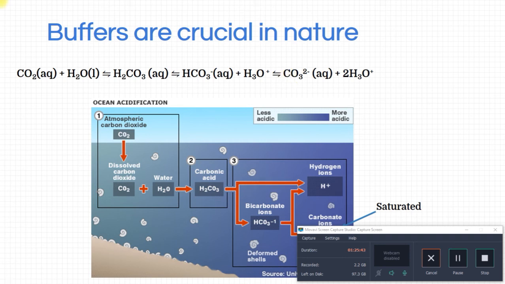So what we have here is that bicarbonate buffer system I was talking about. This is the one responsible for keeping the pH of the ocean consistent, or at least mostly consistent. It's responsible for your blood pH, which is pretty consistent.